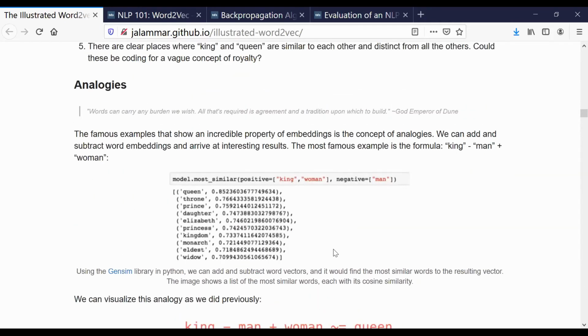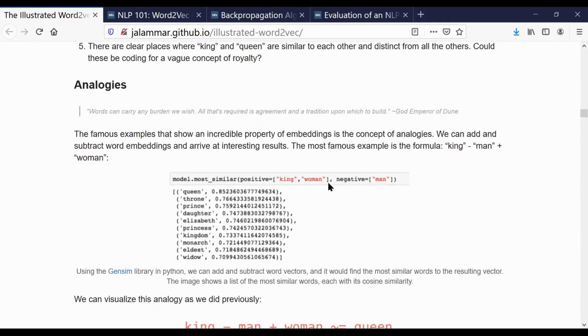And this is actually the results. This is how you run the thing. I think this is in Python. The model library says most_similar, positive equals... So this means you're adding concepts. What are you adding together? You're adding king and woman. What are you subtracting? The negative concept.